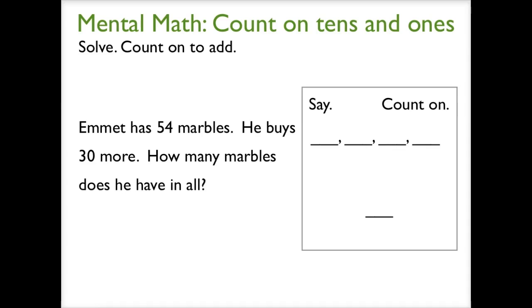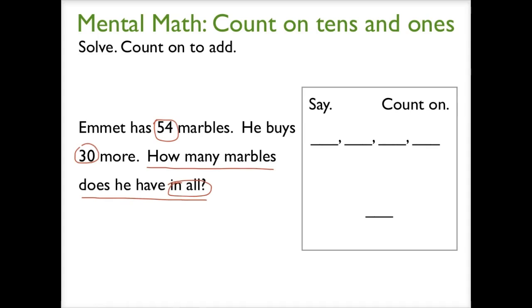What should we do first before we solve the problem? We need to understand what the question is, which means we should underline the question. How many marbles does he have in all? The key words in all tell us that we need to add. The key information is 54 and 30. Emmett has 54 marbles. He buys 30 more.